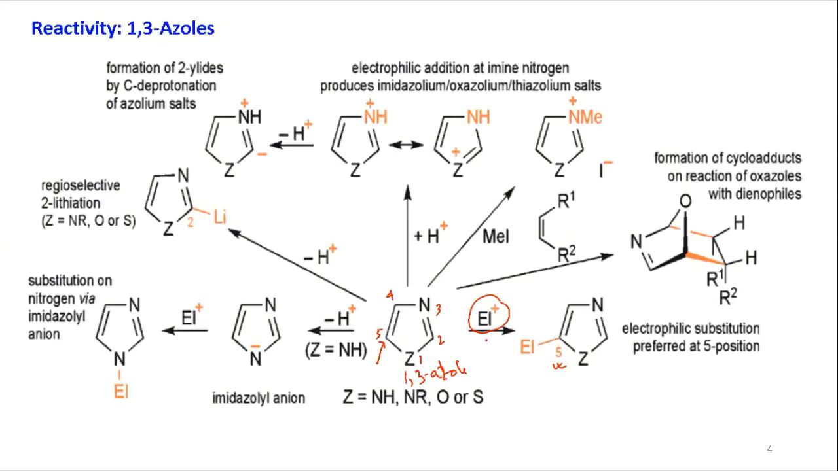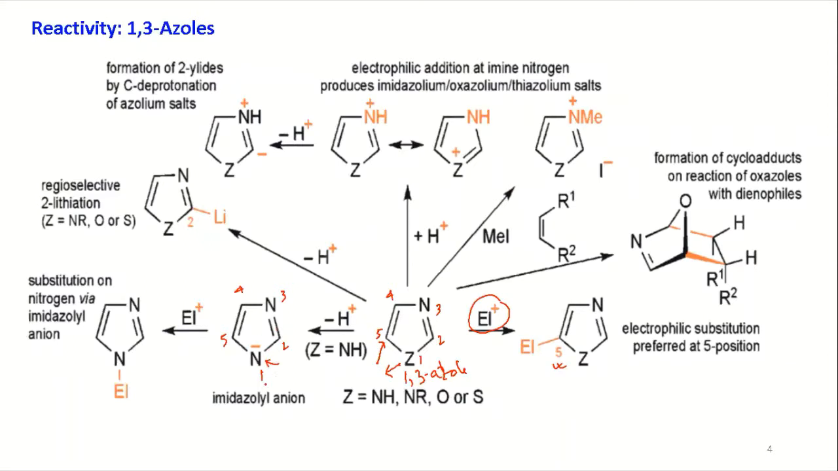Now one thing is that if you use a base to abstract the proton and then do the electrophilic reaction, particularly if you have this Z as NH, as in imidazole, then what we see is that it is the 2 center, 1, 2, 3, 4, 5, which gets activated during lithiation. Now, generally the base is going to take the proton from the NH, because that is directly connected to the nitrogen, the most electronegative atom in this ring.